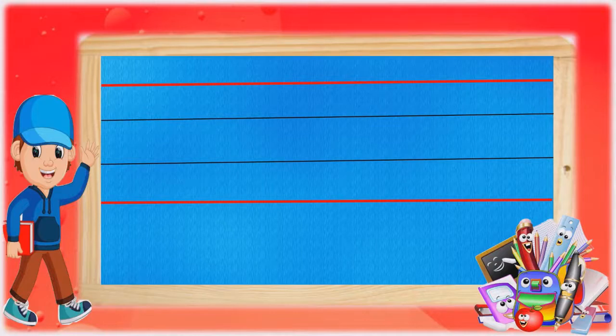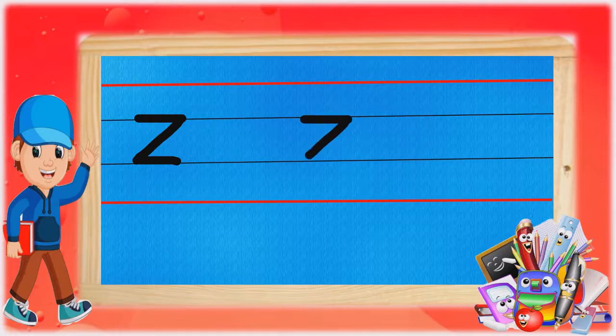Now we will write Z, small z. Sleeping line, slanting line with another sleeping line makes Z, small z. Again we write a sleeping line with slanting line, another sleeping line makes Z, small z.